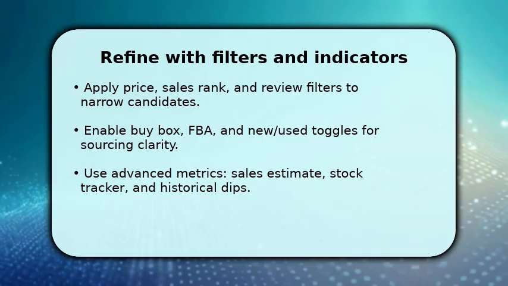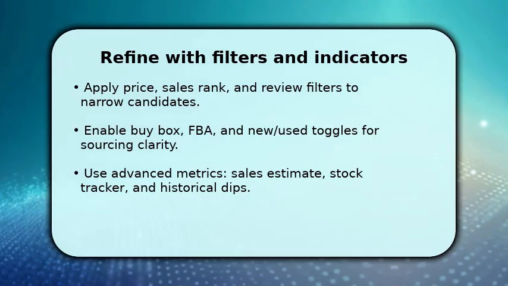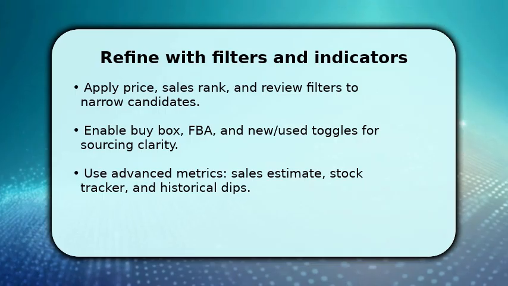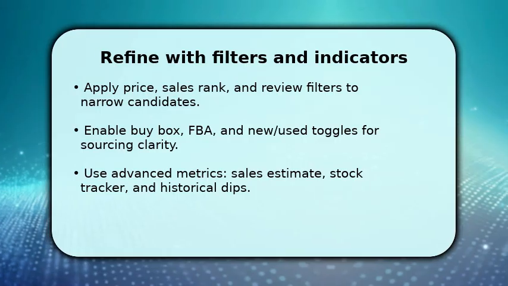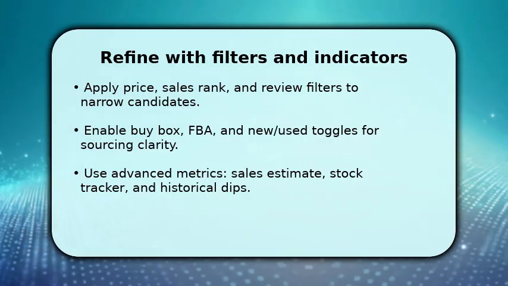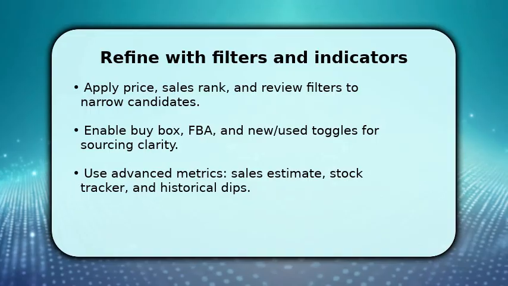Use Keepa's sales estimate and stock tracker overlays to view velocity and supply changes. These indicators explain why a price moved. Once you understand typical dips and peaks, mark potential products and export ASINs for deeper validation.